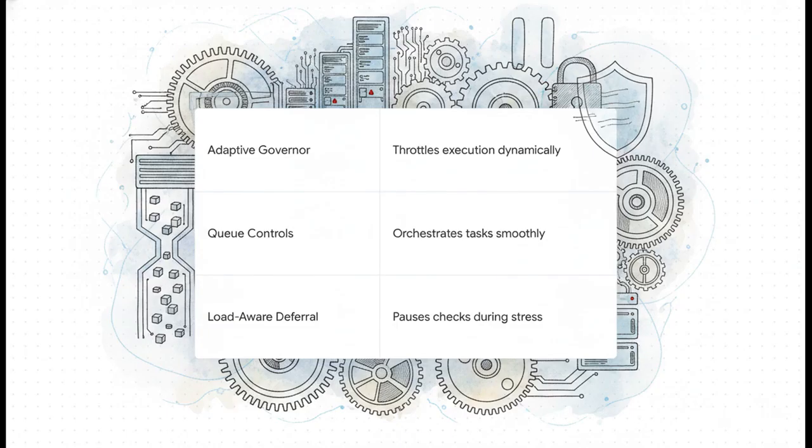The engine utilizes adaptive governor modes to dynamically throttle its own execution. It uses strict queue controls to orchestrate tasks smoothly. And honestly, perhaps most importantly, it employs load-aware deferral. If the server starts experiencing high swap pressure or CPU stress, the engine intelligently pauses heavy security checks. It ensures that security scanning remains viable and completely safe on high-density production environments, so you can actually breathe easy.